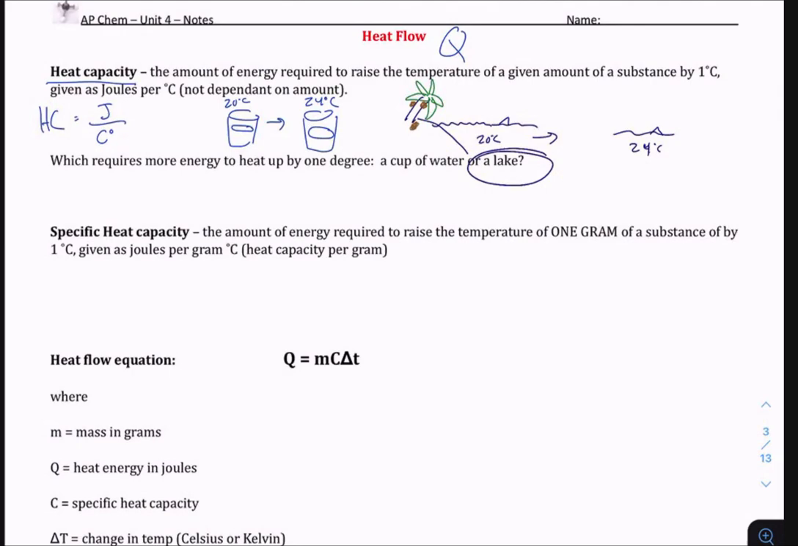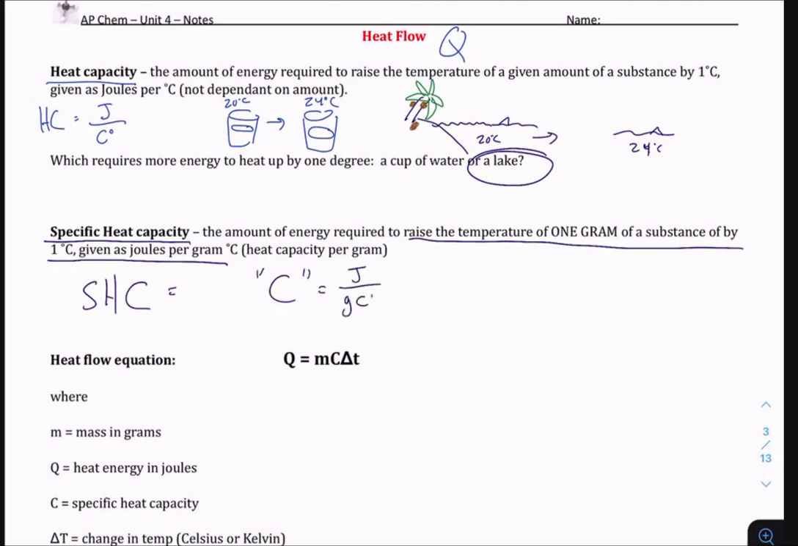And that's what specific heat capacity is, right? The energy required to raise the temperature of 1 gram of a substance by 1 degree. So in other words, C, which is the symbol for specific heat capacity, which is kind of odd because you think it'd be SHC, right? It's just shortened to C. It's joules per gram degree Celsius. So in other words, it's heat capacity per gram.